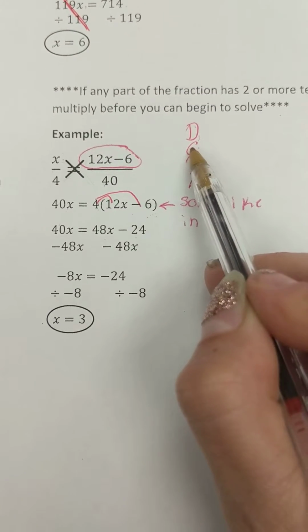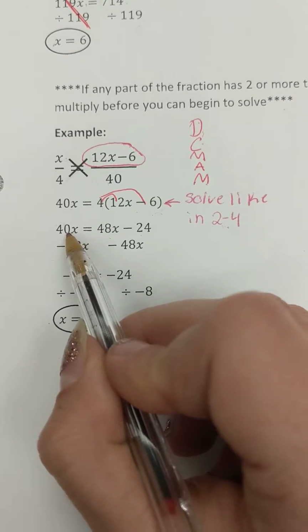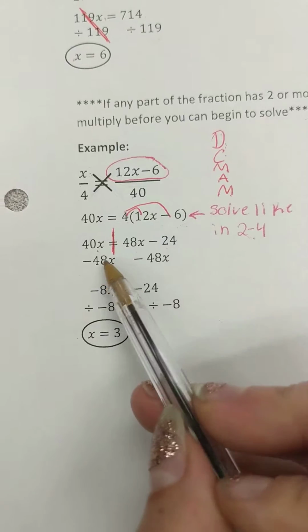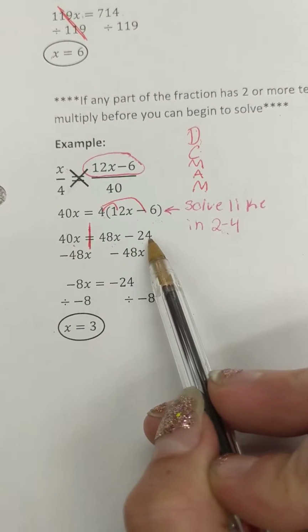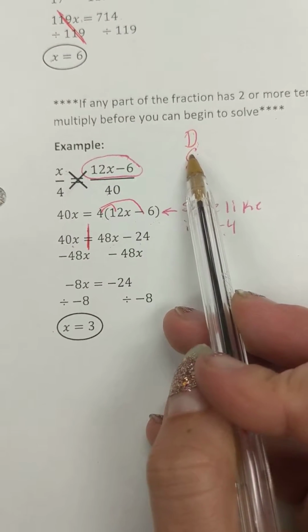C stands for combine like terms. Remember, like terms have to be on the same side of the equal sign. So on the left, when I only have one term, obviously no like terms. And on the right, I have 48x and a negative 24. Those are not like terms, so I don't have anything to do for combine like terms.